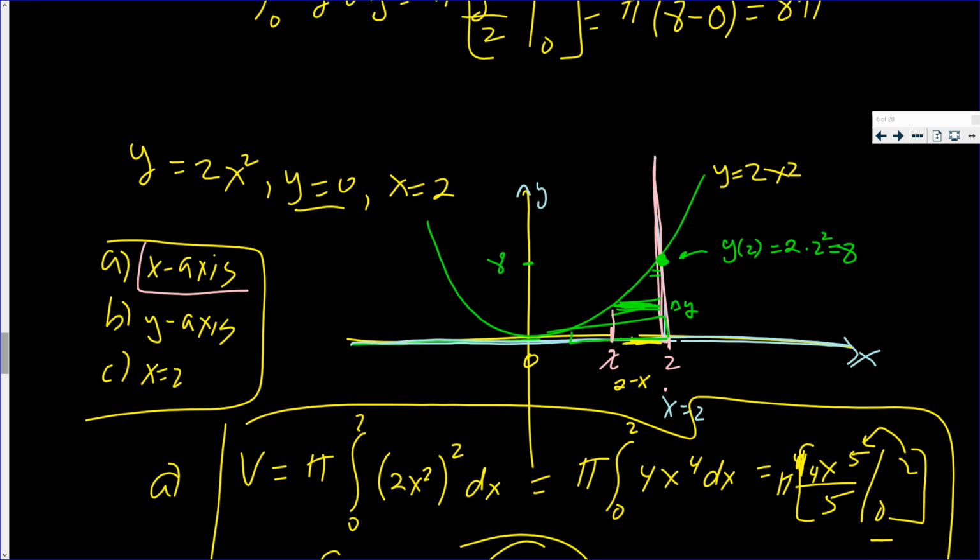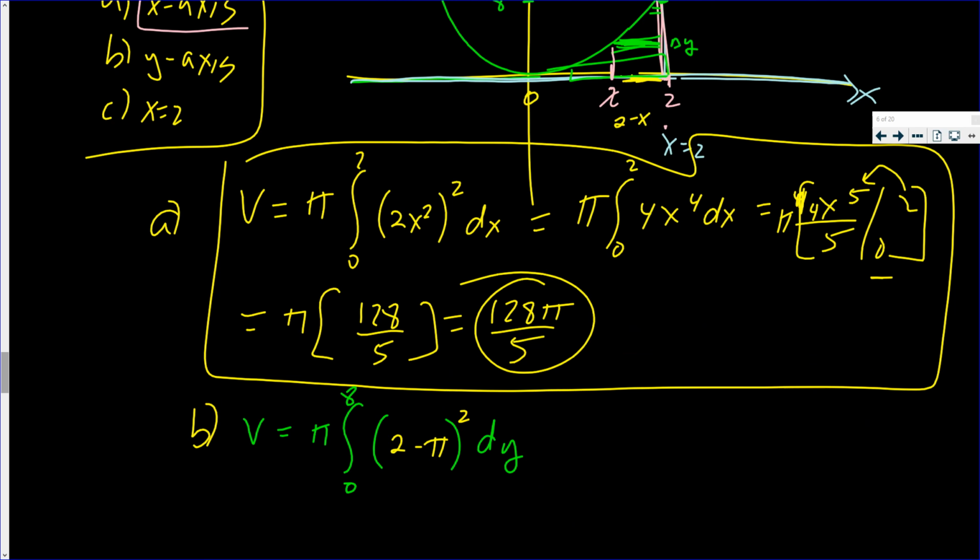2 minus x. Problem is, oops, that's not x, that's pi. The problem is that it says dy, and you can't have x's. So it's going to be 2 minus x squared dy. But what is x? Well, what is x?